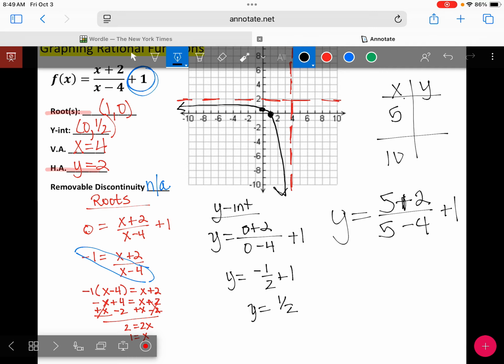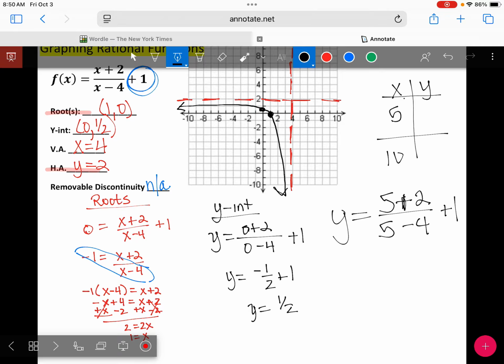What did you all get for 5 and 10? What did you get, Justice? I can't hear you. 8 and 3? You got 8 and 3? Anybody else get 8 and 3? Keep working if you didn't.